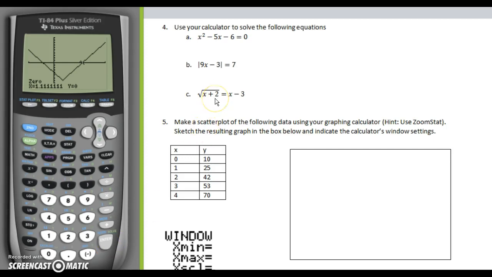All right, now for C, again, remember we'll have to subtract x and add 3 to both sides to get a 0 on the right-hand side. So the equation that we really want to graph is the square root of x plus 2. Now to get outside the square root, I hit this arrow key. And then it'll be minus x, because we subtracted x from both sides. And then plus 3, because we added 3 to both sides to get a 0. And we'll graph it.